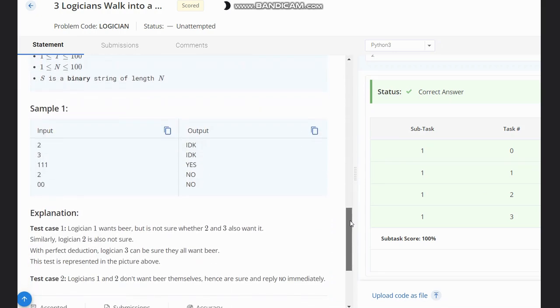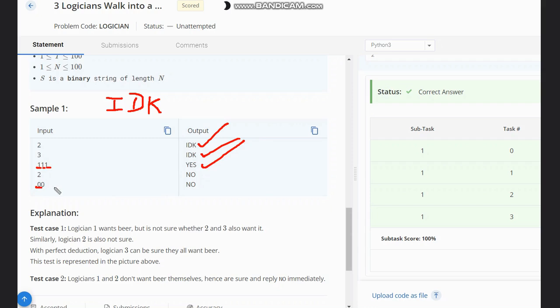So first let's see the input. For the first set of input, logician 1 has only information about himself. So he will output, I don't know, because he can't see the information of all others. Next, logician 2 is also not sure, so he also returns, I don't know. So these are the responses of 1 and 2. And the third one is sure that they all want the beer. So he outputs yes.